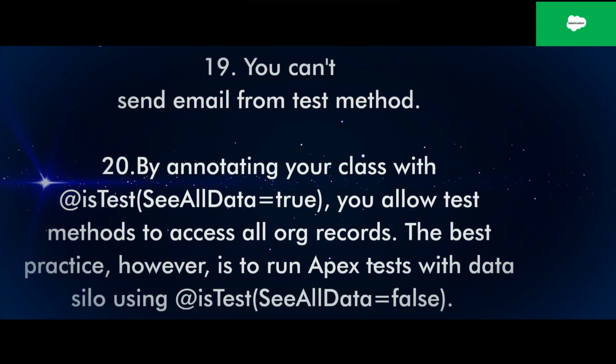19. You can't send email from test method. 20. User, profile, organization, async Apex job, cron trigger, record type, Apex class, Apex component, Apex page we can access without seeAllData equals true. 21. seeAllData equals true will not work for API 23 version earlier.